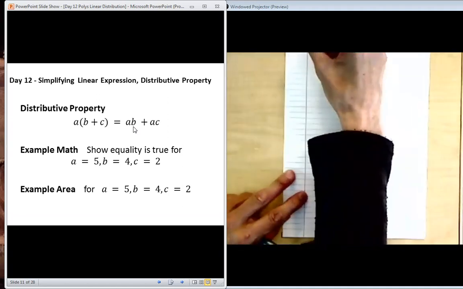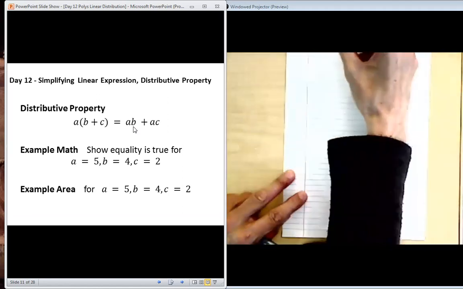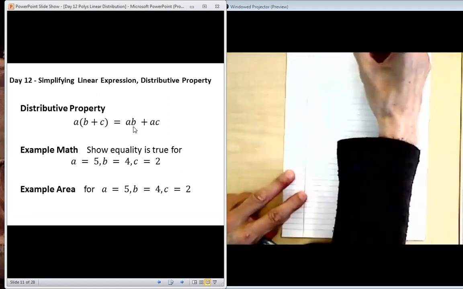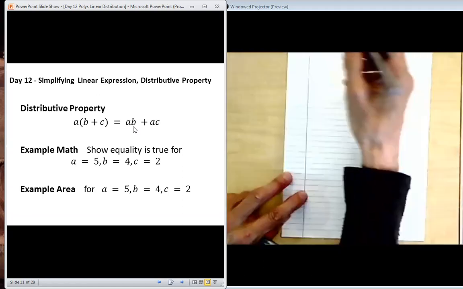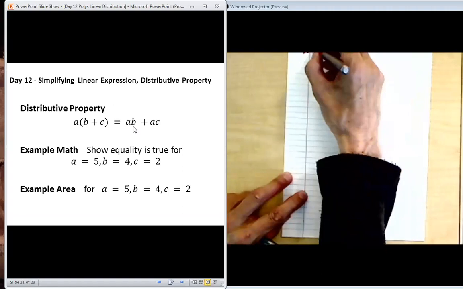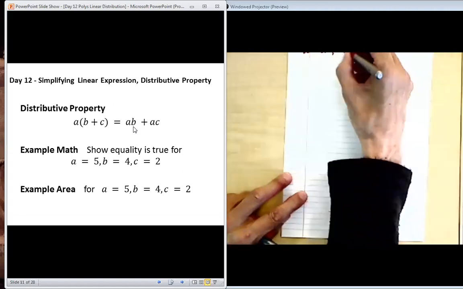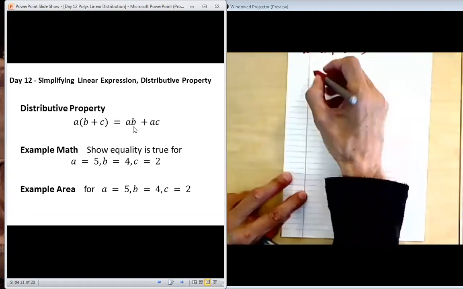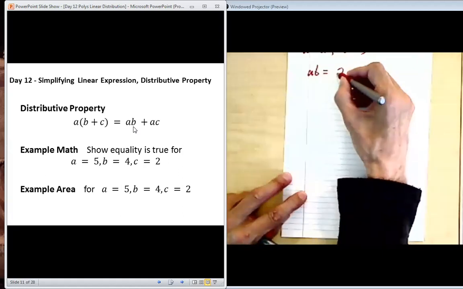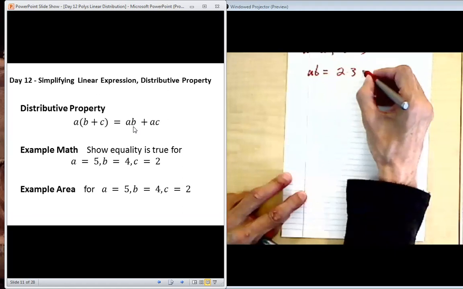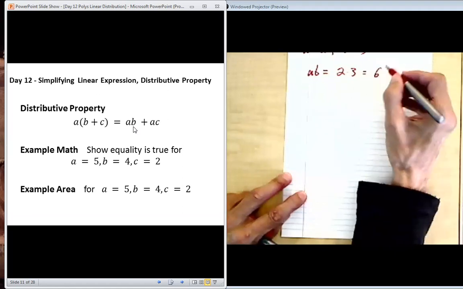AB, I'm going to tell you, for us means A times B. Okay, so if A was equal to 2, B is equal to 3 as was said in class, we have, watch this, just how the symbols work, right? 2 times 3, we get an answer of 6, right?